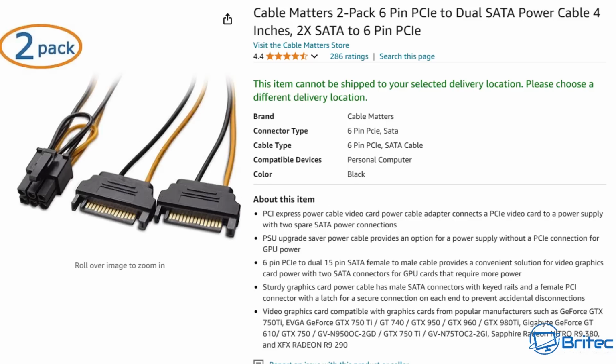The second bad part is they were using this cable, which is a dual SATA power cable, which is not good.